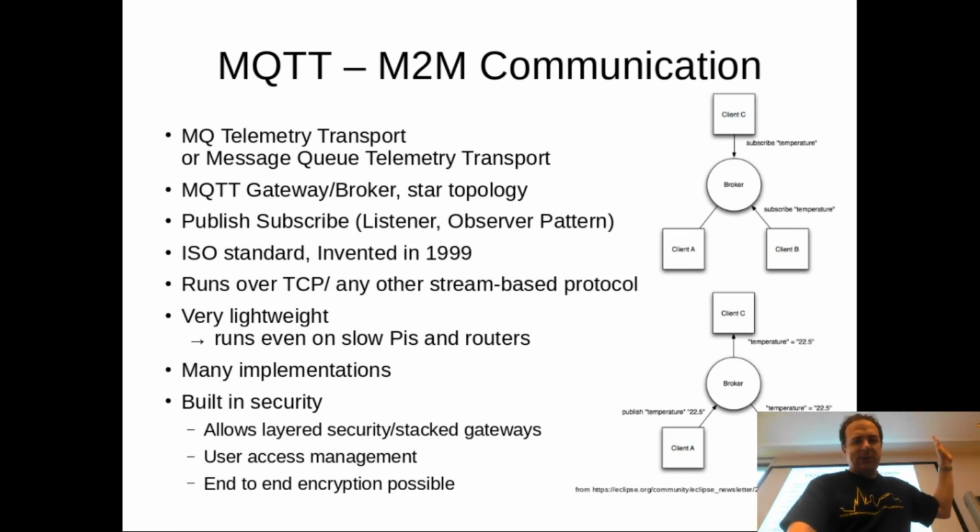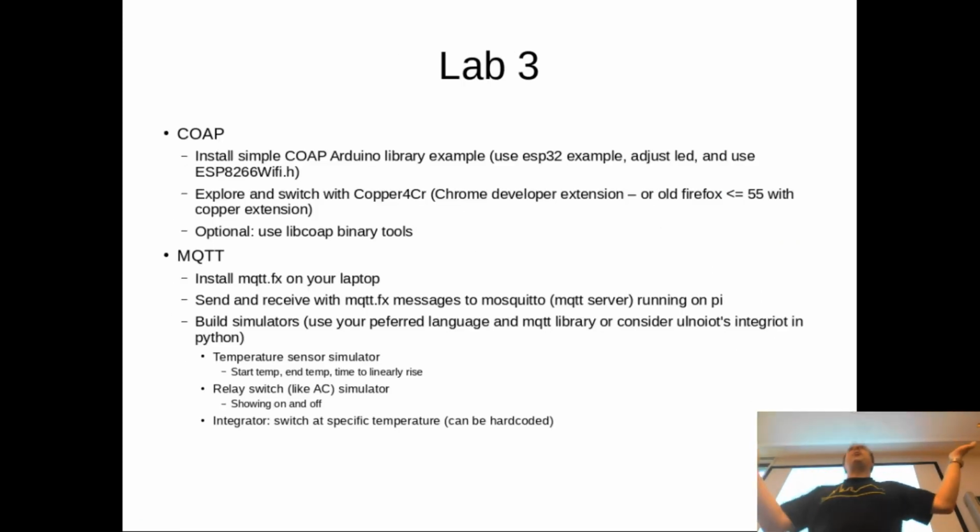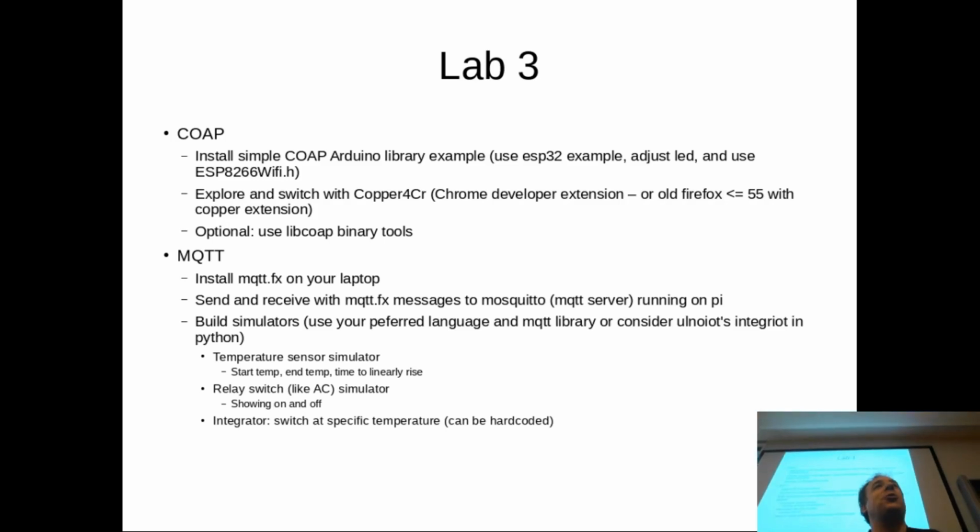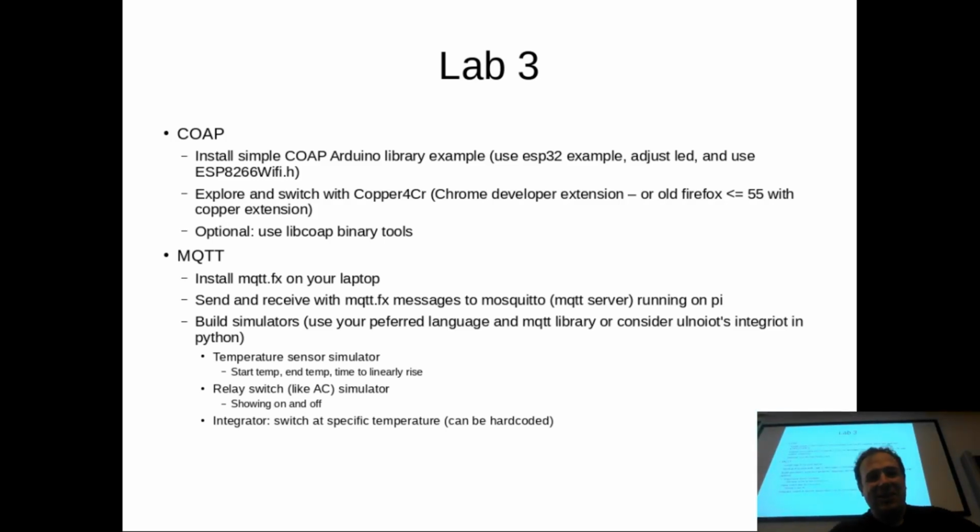And we have talked a little bit about that. I will skip that. So I have to explain what you have to do in the lab today. You have to try out CoAP and MQTT. There's a very simple CoAP library for Arduino. You have to find that and install it. Then you have to modify it a little bit to run the example on the ESP8266, which will, as usual, control the LED. So you have to learn how to switch the LED on and off.